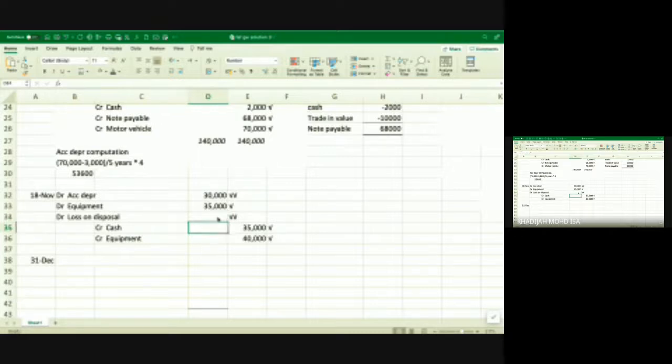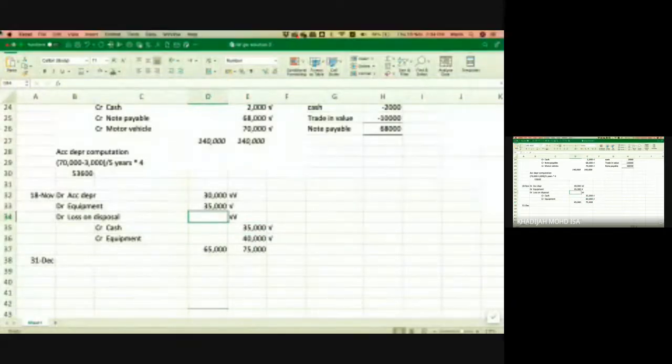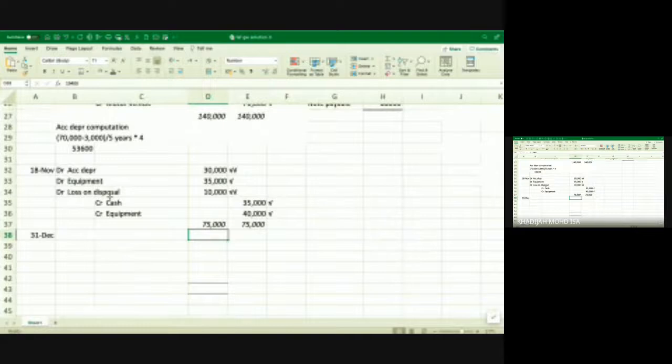So for example, here you have a sum of 65,000. On this side, you have 75,000. So you have the difference between debit and credit here of 10,000. So that's how you put in the 10,000 on this side. When it's on this side, it is a loss on disposal. So that's how you decide whether it's a gain or loss. It is always the balancing figure. Okay, now, are you clear about this?